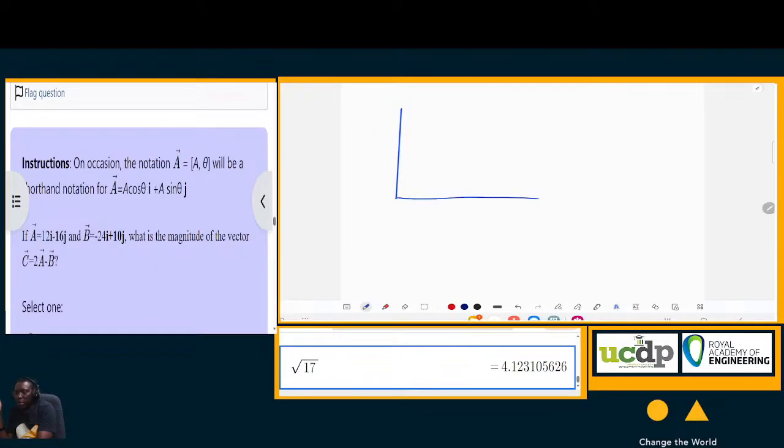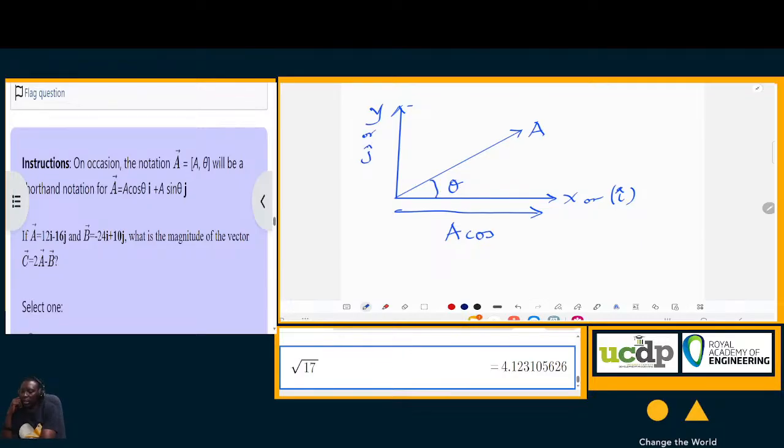So what we're talking about here is a vector A. That's our y-axis, that will be our x-axis. Then if we have a vector, and we call this vector A, and this angle is theta, then we know that this component in the x direction is A cos theta. We can use the notation i, the unit vector in the x direction, or j, the unit vector in the y direction. So this is A cos theta in the i direction.